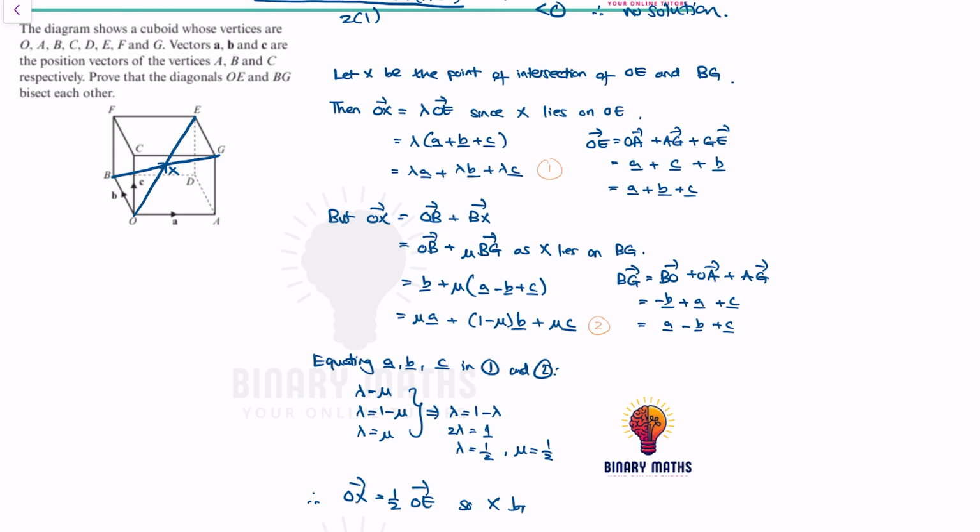So X bisects O to E. And also we have B to X is equal to half of B to G. So X bisects B to G. Therefore, diagonals O to E and B to G bisect each other at the point of intersection, which is what we're trying to prove.